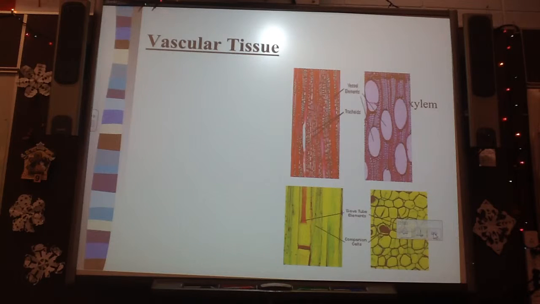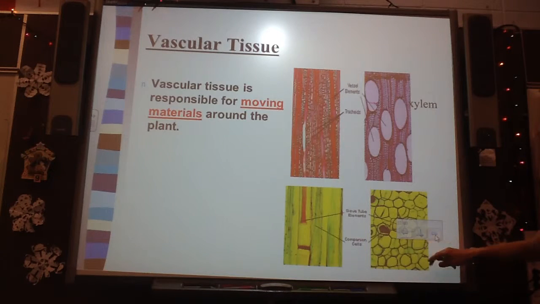Dermis or dermal tissue. Yeah, epidermis, dermal tissue. Second one was ground tissue. And the last one here, vascular. Okay, so all you had to know is three. So vascular tissue is responsible for moving materials. Maybe we'll make a little summary sheet.